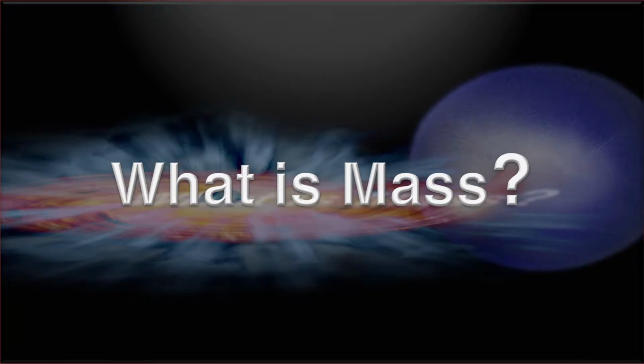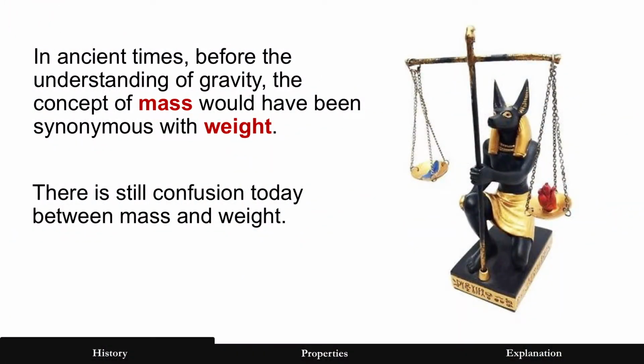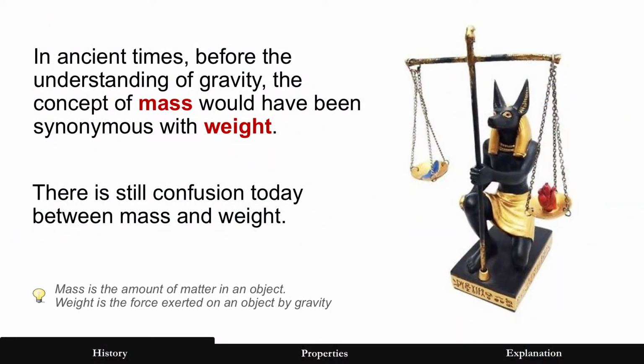What is mass? Well, good question. So we go back to the early times, right, long before our understanding of gravity. The concept of mass and weight would have been synonymous. It was simply something's heavier or lighter than another object. And even today, there's still confusion between mass and weight.